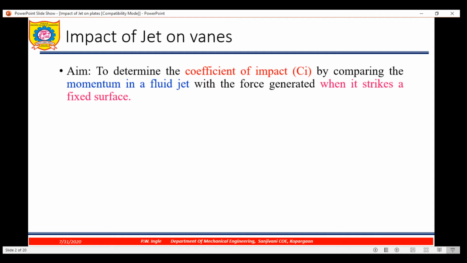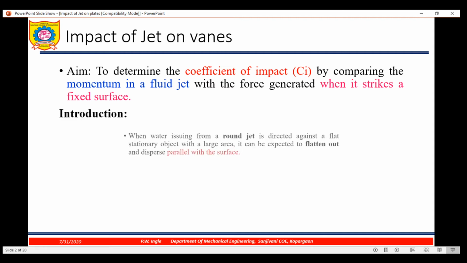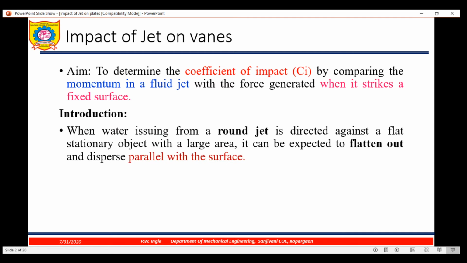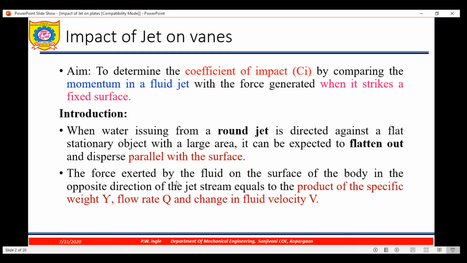Now how to calculate actual force? You can calculate actual force by having the impact of the jet on the particular plate. When water issues from the round jet, that is the nozzle, and is directed against a flat stationary object, it can be expected to flatten out and disperse parallel with the surface. The force exerted by the fluid on the surface of the body, in the direction opposite to the jet, is equal to the product of specific weight, flow rate and fluid velocity.